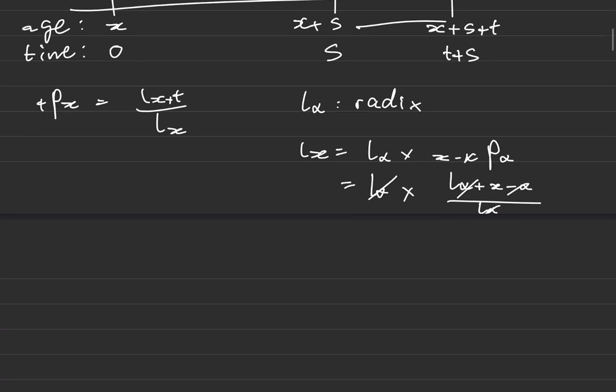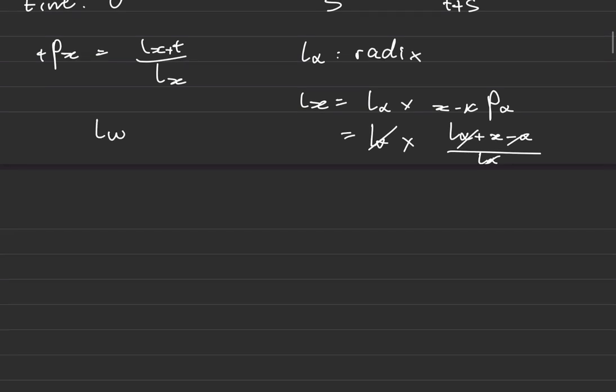Now, we also have L omega, which we're going to call equal to 0. So omega is going to be the maximum possible lifetime that someone can live to. So we're expecting for this population 0 people to be alive at that point, because if anyone does live until that point, we're just going to say that they die at that point. Okay, so we have a theoretical maximum age.